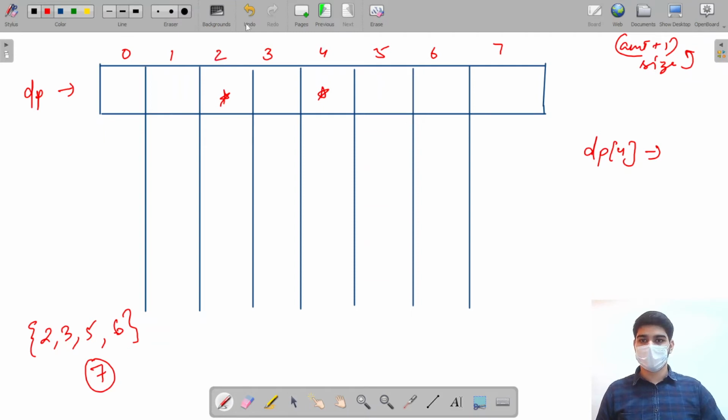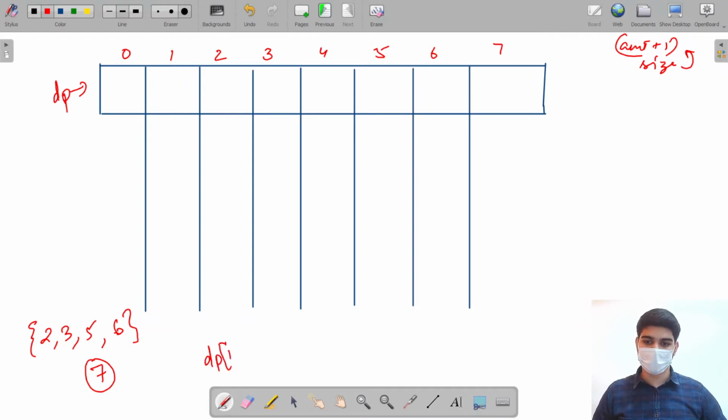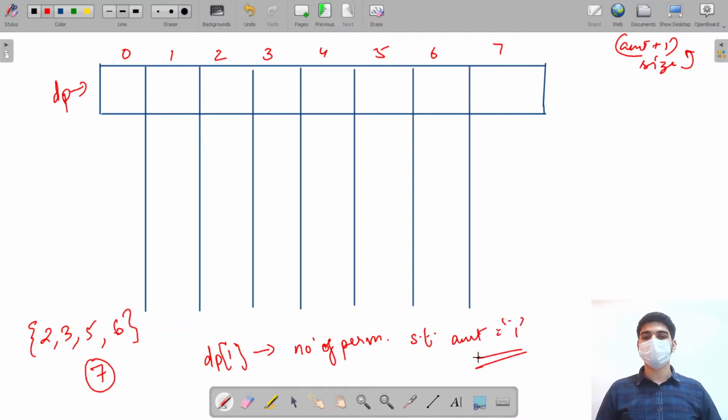Okay, so let's generalize this. If this is my DP, then DP of i means the number of permutations using all the coins such that the amount is equal to i. Whatever index I'm currently in, that would be my amount.